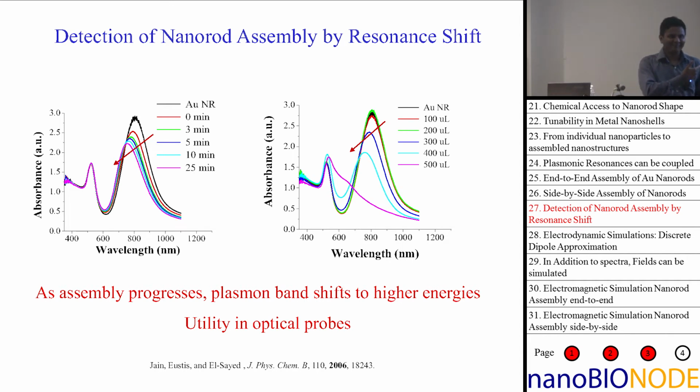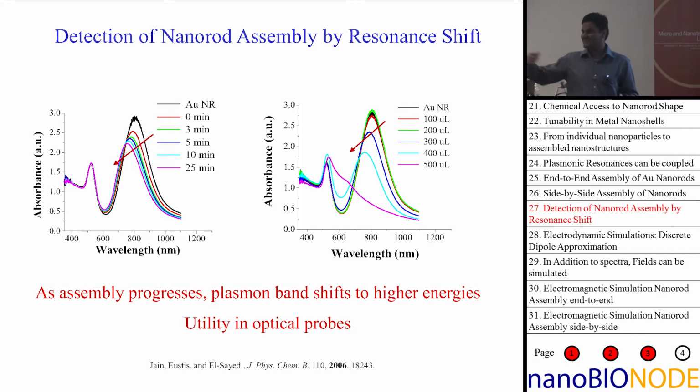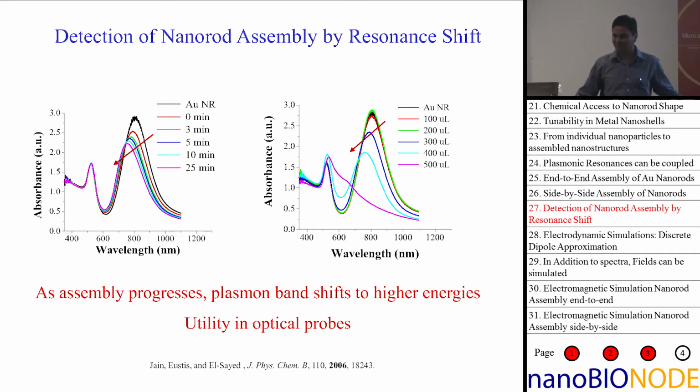You don't want to have a sensor which can shift either way, right? You want to know exactly when it shifts to the red and when it shifts to the blue. Why did that happen? And so that's when we were stuck. And then we realized the only way to solve this problem is to simulate, to really validate the experimental results. And that's where the simulation technique comes in.